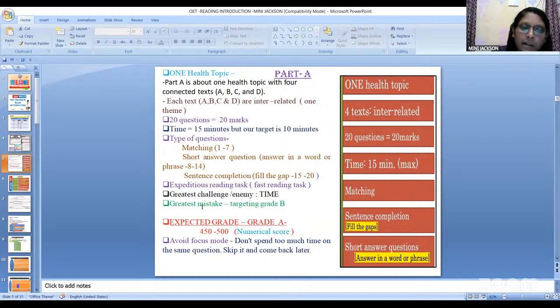Then the greatest mistake is that we are focusing only on targeting the B. We already know that the European countries where we want to go will ask for grade B. So we think we need to focus only on B. But if we focus on B, we may end up with C or C plus. So we need to focus on the A, then we can achieve B. If you go for continuous practice and consistency, definitely you can aim for the A. Otherwise, you will get a B. Honestly, I can say that.